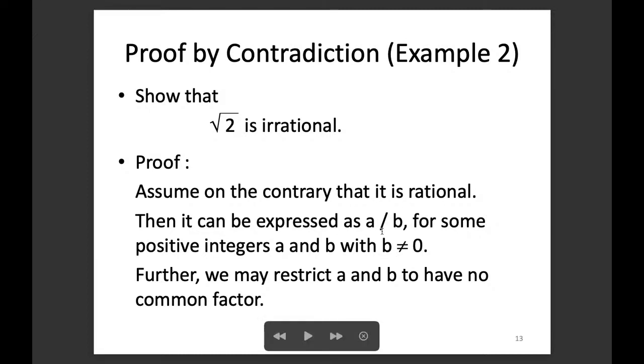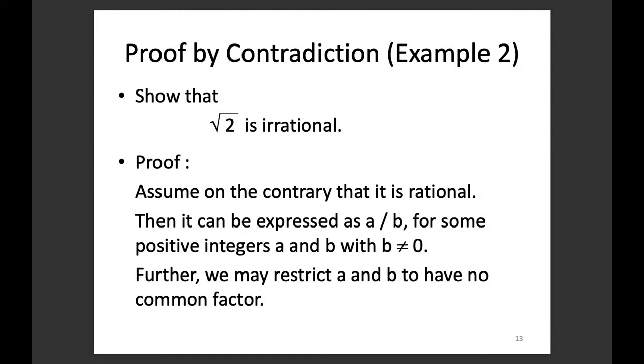So we can express it as a over b for some integers a and b, and then we can also assume that b is not equal to 0, because when b is 0, we will not get an integer. Okay? And further, if there are many choices of a and b, then we can always assume that a and b do not have any common factor.